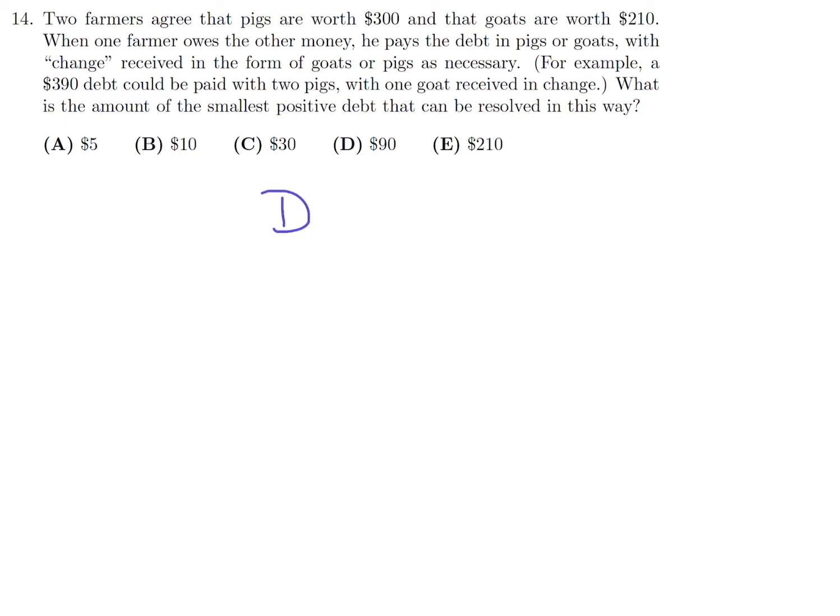So our debt, I'll call it D, is equal to this equation, $300 times the number of pigs minus $210 times the number of goats. That's our equation. Now we have to figure out what's the smallest possible value for D. Okay, well, going through these answer choices, the first one, 5, is not possible because if you subtract any multiple of 210 from any multiple of 300, the answer will always be some multiple of 10, right? You're never going to get a 5. So that's out.